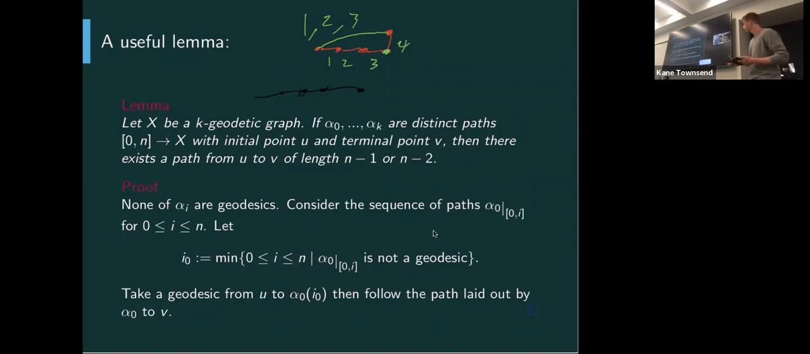So hopefully that's pretty clear. The difference here from just geodetic graphs is that you'd have only n-1, because you can't have bigons going to the same vertex from the same vertex. Okay, so n is the length of the path, and we've got k plus 1 distinct paths, and they can't all be geodesic because that would give you k plus 1 geodesic strings here.